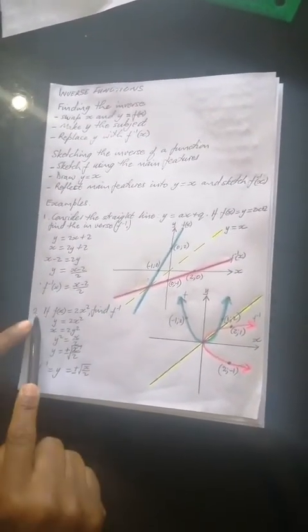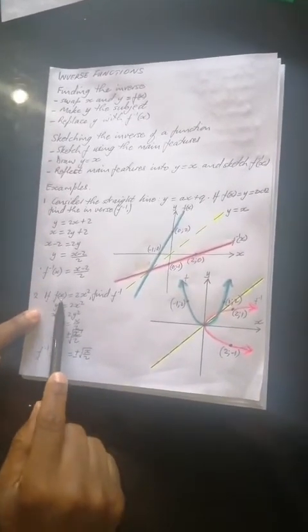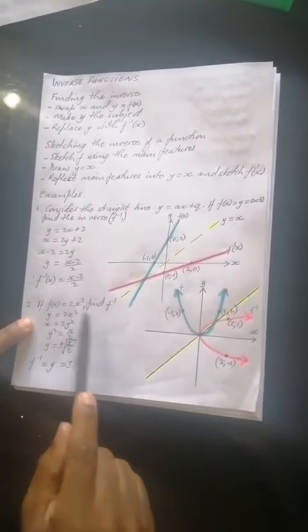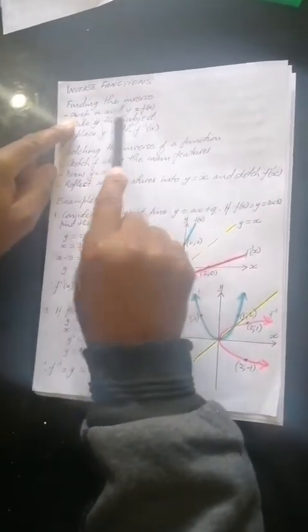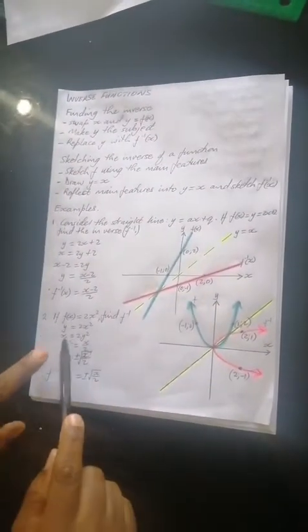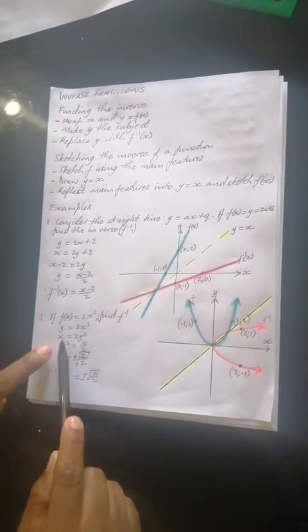Let us move on to example number 2. If f of x is equal to 2x squared, find f inverse. First step, we swap our x and y. So wherever there is x, we put y.